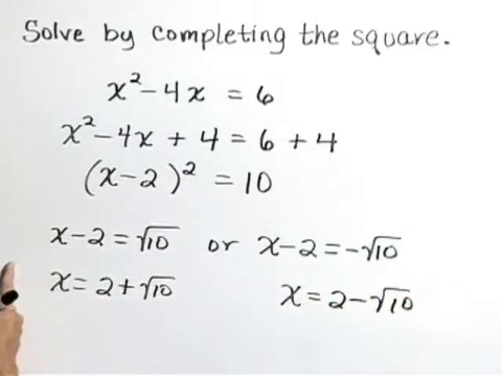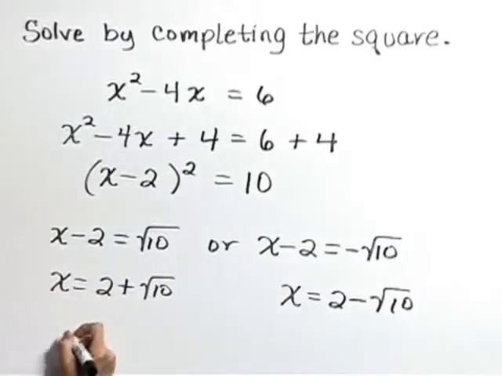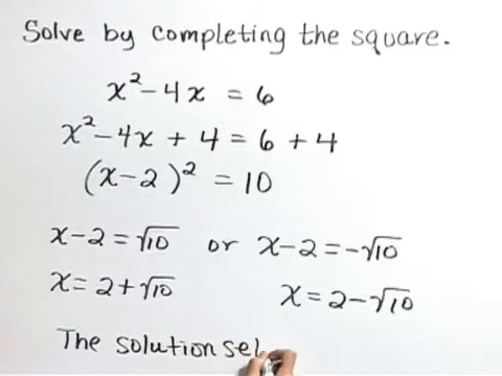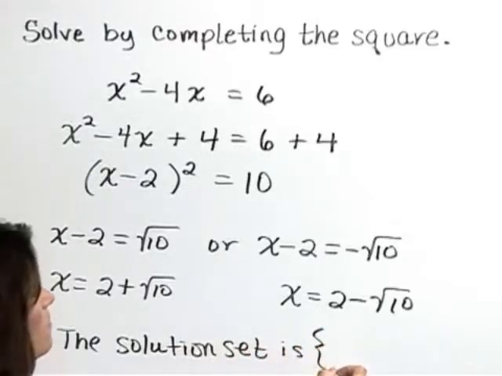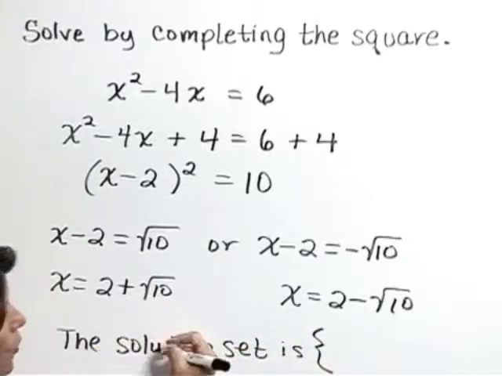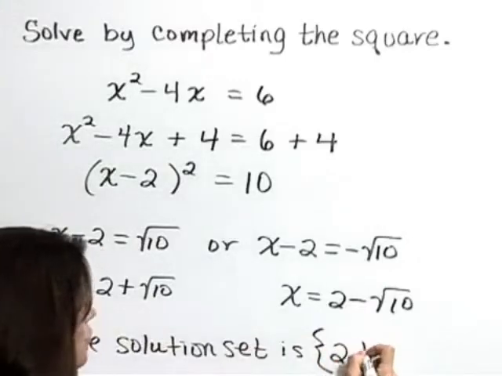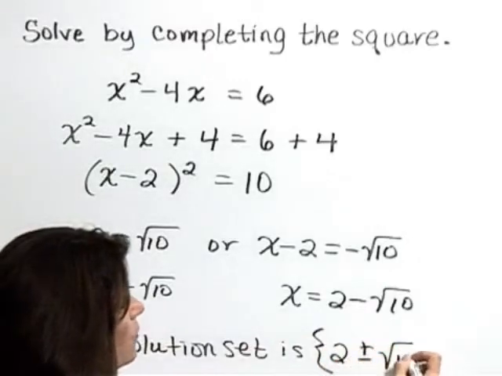It's always a good idea to check these two solutions in the original equation. And as you do that, you'll see that they both work. So let's summarize by saying the solution set is 2 plus the square root of 10 and 2 minus the square root of 10. I'm going to write that succinctly as 2 plus or minus the square root of 10.